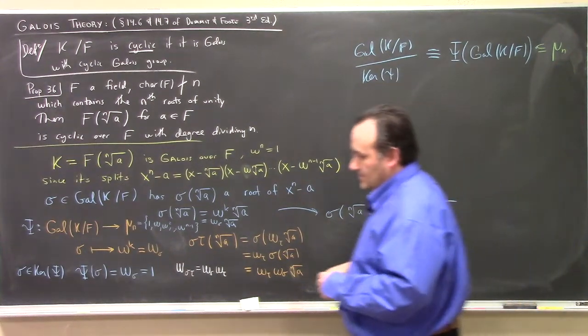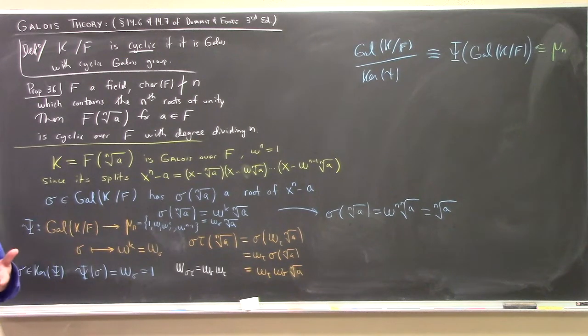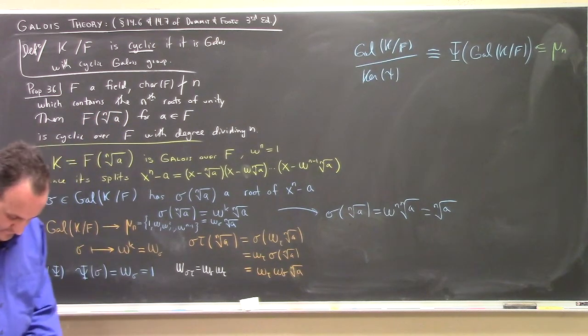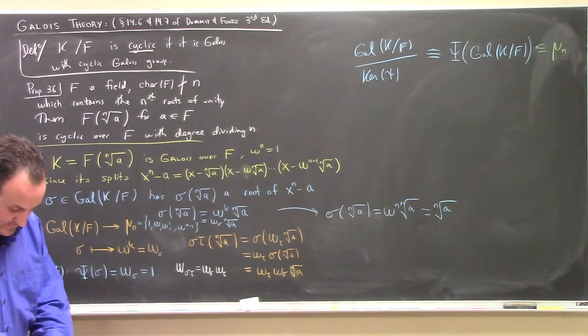So then the thing is, mu n is a multiplicative cyclic group. So all subgroups of a cyclic group are cyclic, which then proves that the Galois group is cyclic. Yeah, we knew that. This Galois group is cyclic. But this is arbitrary. There is an assumption that the characteristic doesn't divide n.